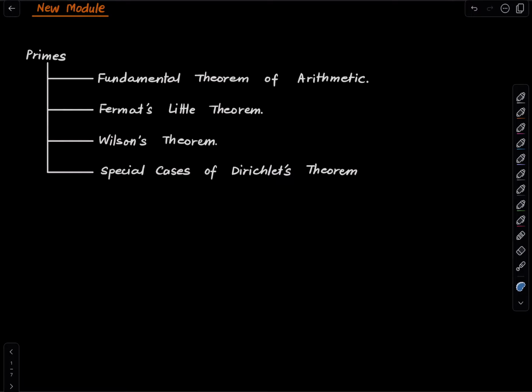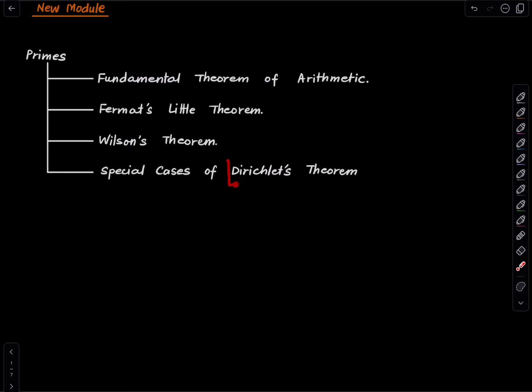We are starting a new module which will be about primes, and we will discuss at least these four things in this particular module. So we will be doing the fundamental theorem of arithmetic, which is a very basic result saying that any natural number greater than or equal to 2 can be written in essentially a unique way as the product of primes. And we will be doing Fermat's little theorem and Wilson's theorem, two very classical results in modular arithmetic. And then we will do special cases of Dirichlet's theorem.